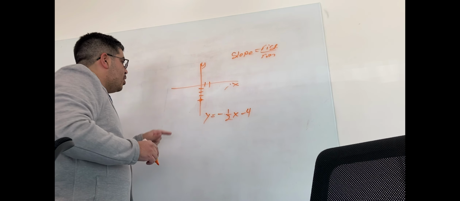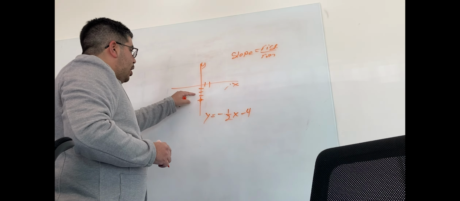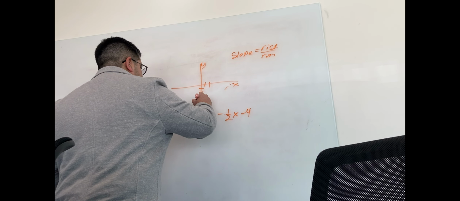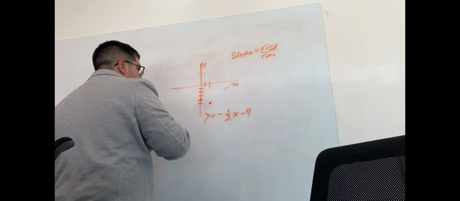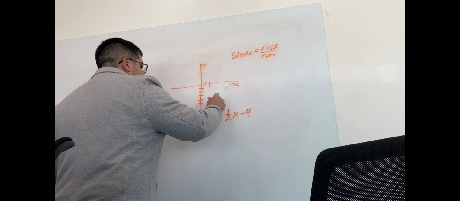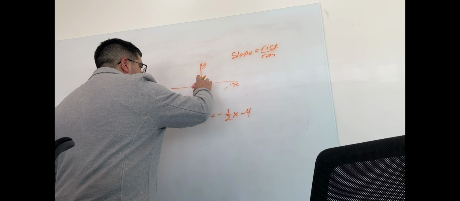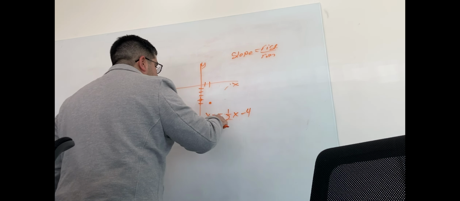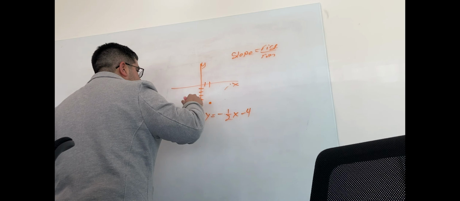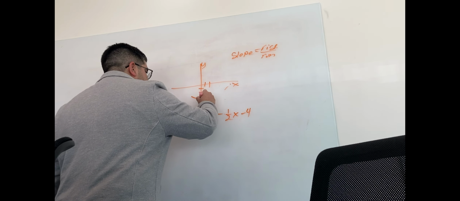In this case, we go down instead of up, we go down 1, and then over to the right 2. Go down 1, over to the right 2. We go to the positive 2, but negative 1, right? Negative 1 over 2, that's going to be negative 1/2, which is what we have here. Connect the dots.